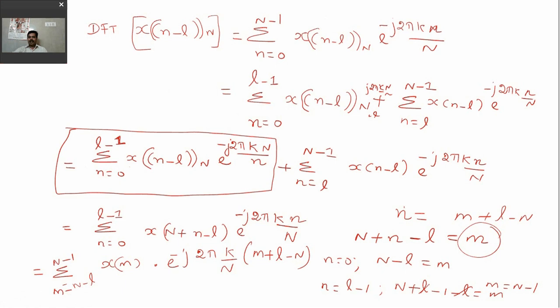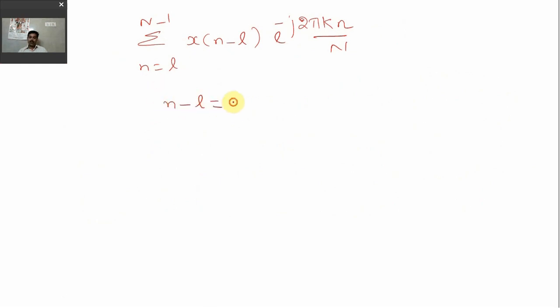Actually, what is the second part? n is equal to L to n minus 1. Summation of the second part is n is equal to L to n minus 1 x of n minus L into e to the power minus j 2 pi k n divided by n. This is the second part. Now here you take n minus L is equal to m. From this, what is n? n is equal to m plus L.